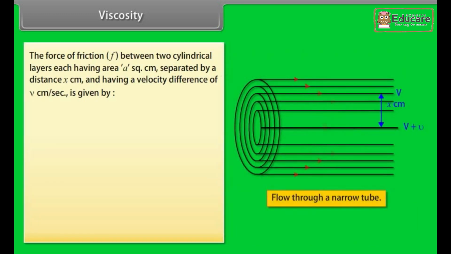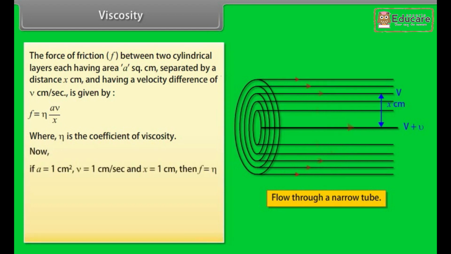The force of friction F between two cylindrical layers, each having area A square centimeter separated by a distance x centimeter and having a velocity difference of nu centimeter per second, is given by F equals eta A nu by x, where eta is the coefficient of viscosity.